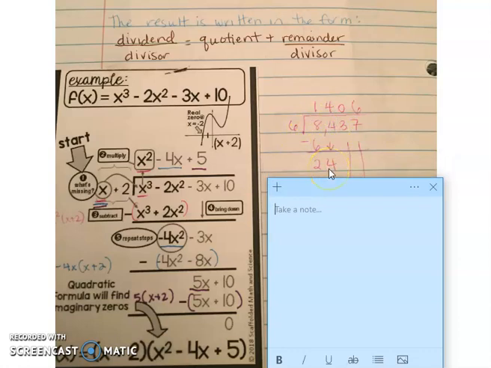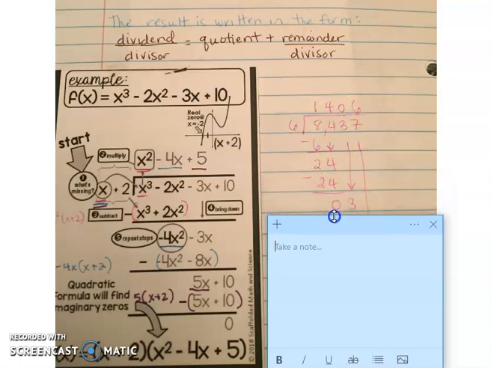At this point, you would start the process all over again. You ask yourself, how many times does 6 go into 24? That answer is 4 times. 4, you would multiply by 6 to get 24, and then that becomes 0. You bring down the next number, in this case that's 3. You do this process all over again. It's the same thing over and over.